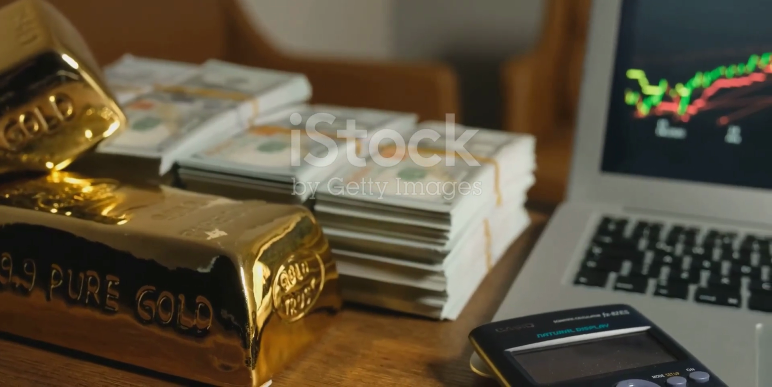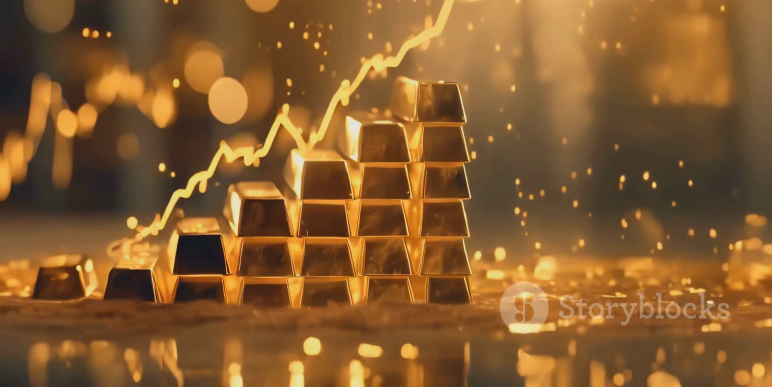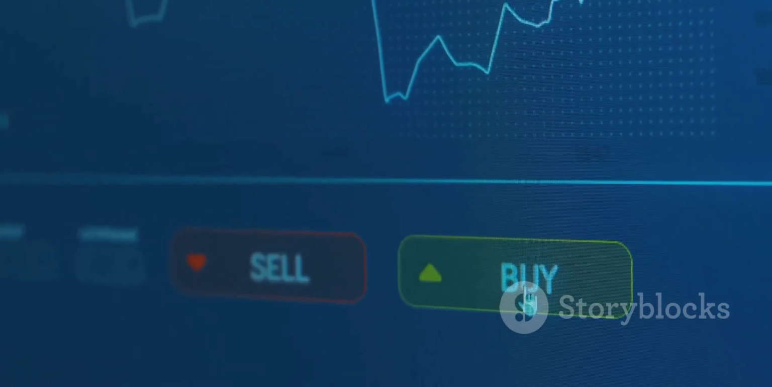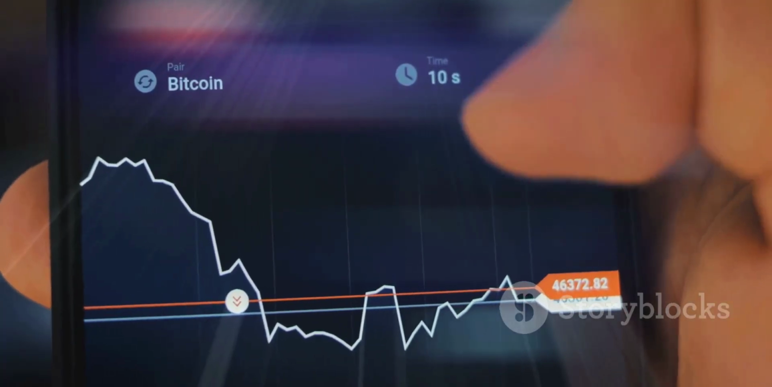Binary trading is like making a simple bet. You predict if something will go up or down. Let's say you think the price of gold will be higher in 1 hour. You buy a call option. If you're right and gold is up after an hour, you win. You get your money back plus a profit.